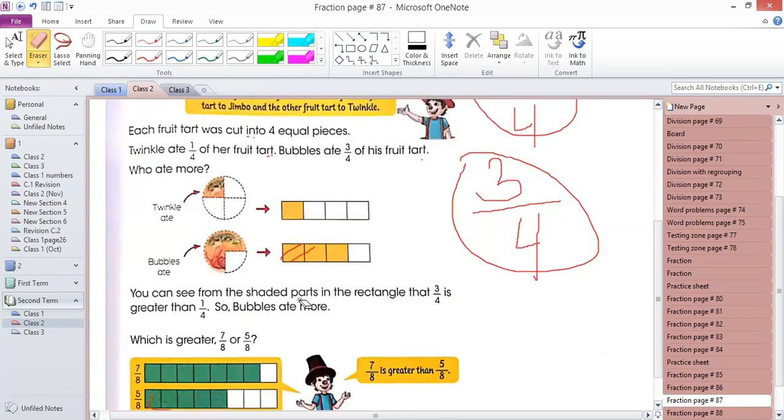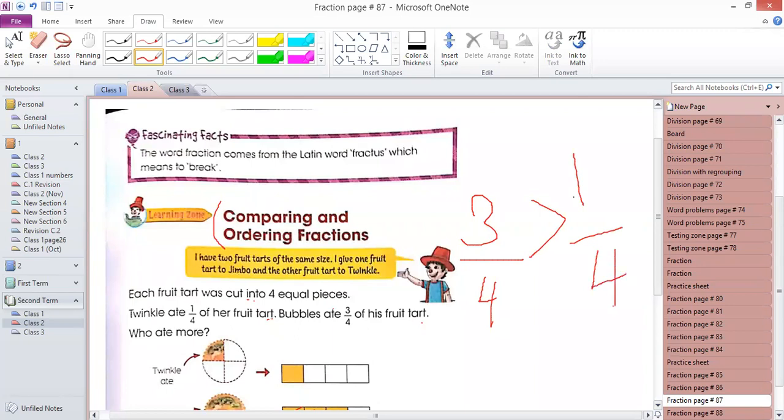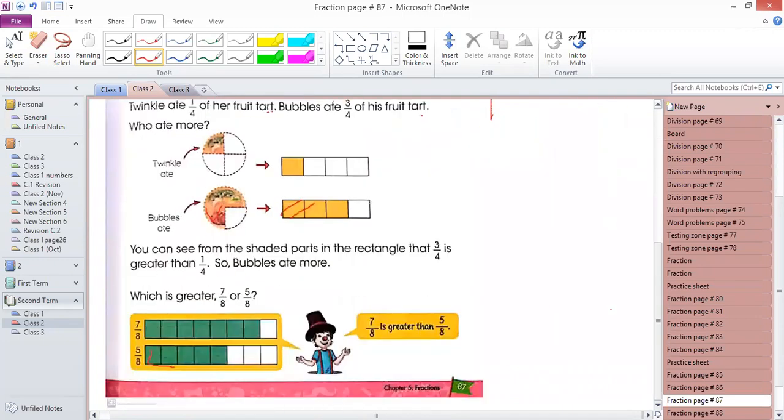So we can see that the shaded parts in the rectangle, 3/4 is greater than 1/4. So I can say that 3/4 is bigger than 1/4, because 3/4 means 3 parts out of 4 parts, and 1/4 means 1 part out of 4 parts.